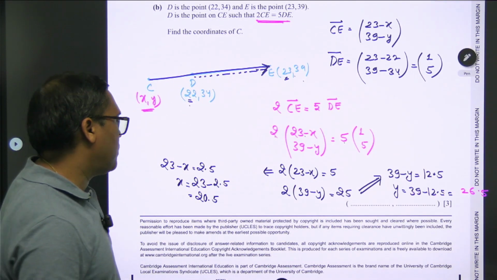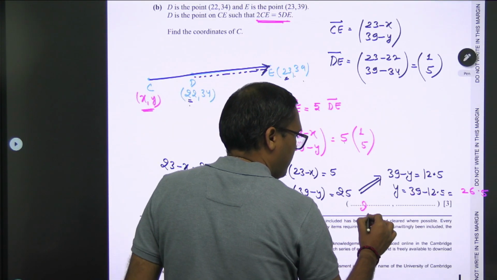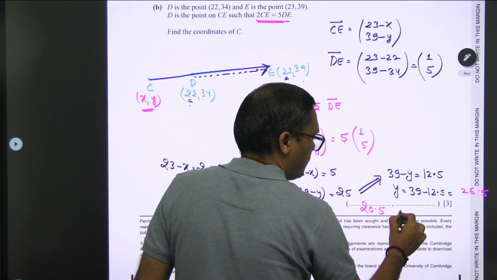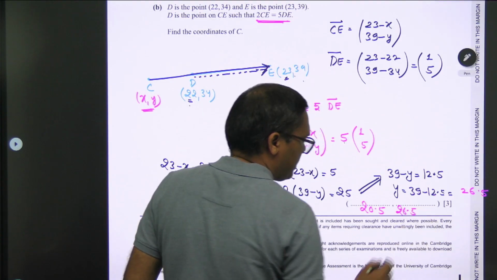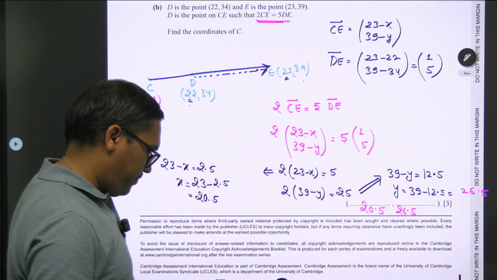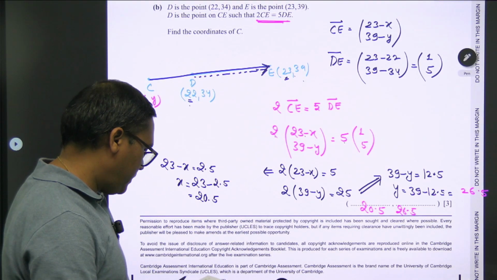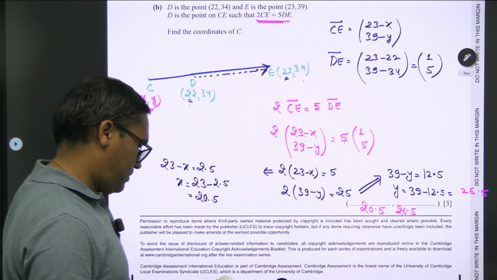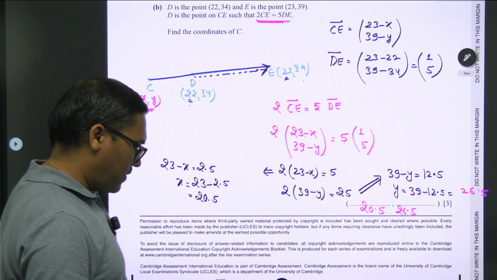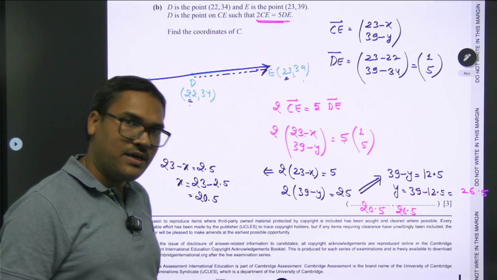So what is the final coordinate? You can say 20.5 comma 26.5. Now let's check the answer. This is the question. 20.5 comma 26.5 is the answer for this question.